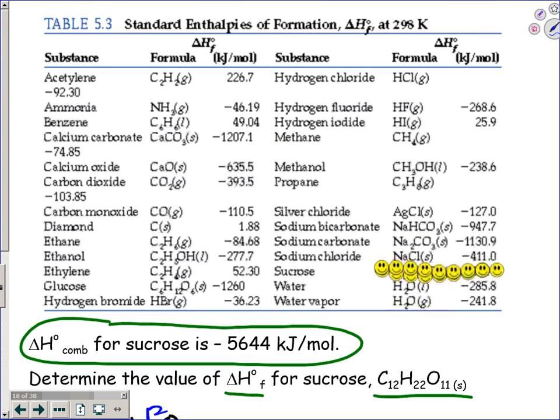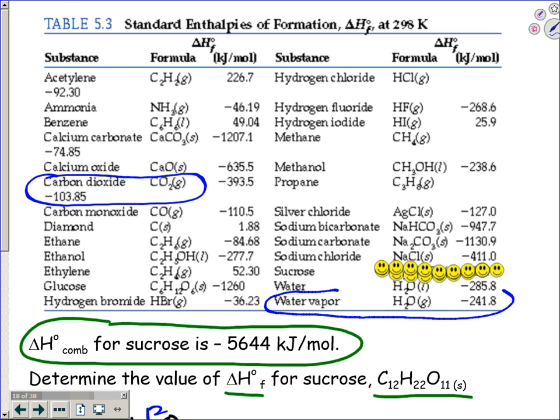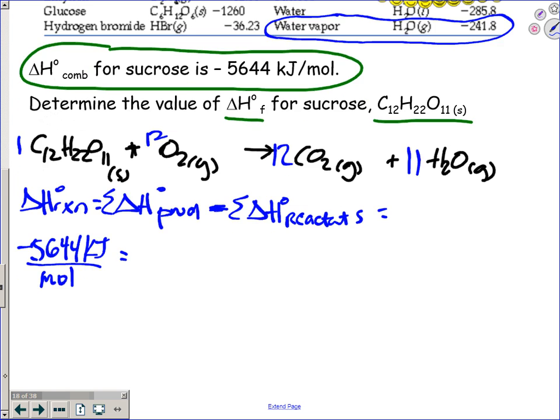Carbon dioxide is negative 393.5 kilojoules per mole. And what else do you need? Water gas, right? Water vapor. And that's going to be negative 241.8 kilojoules per mole. Get those values? Notice I did not give you oxygen, and the table doesn't either, because it's 0. It's a free element.